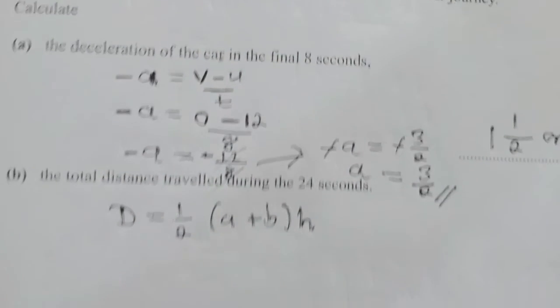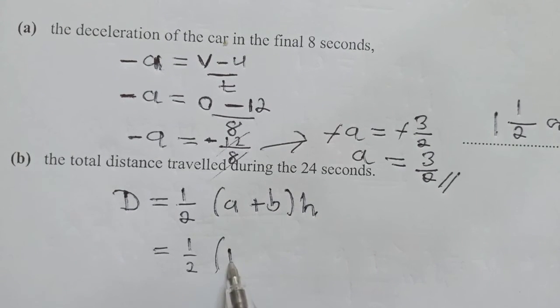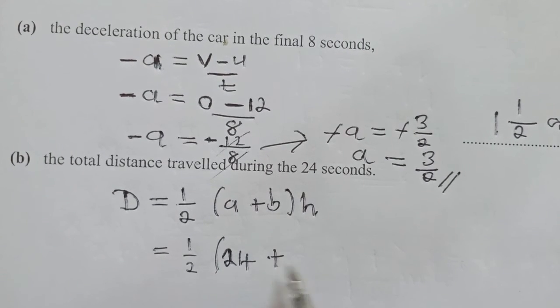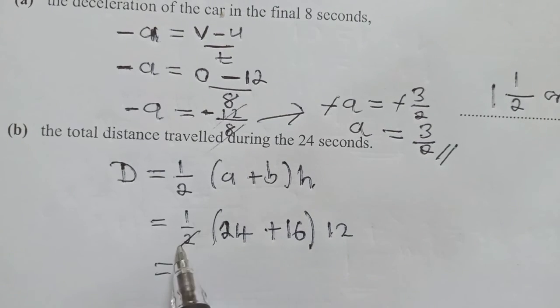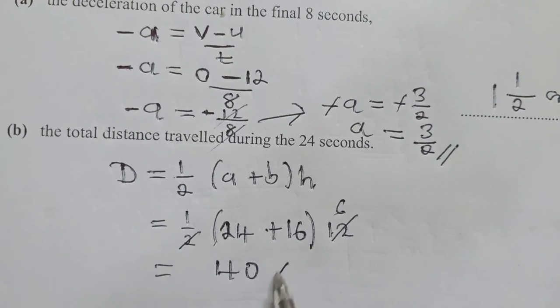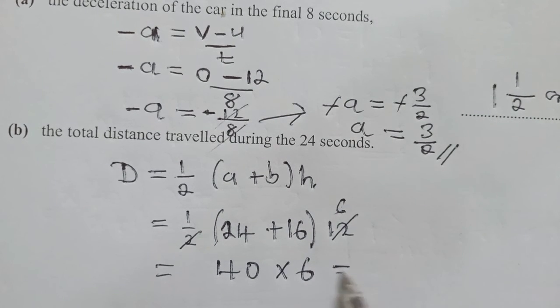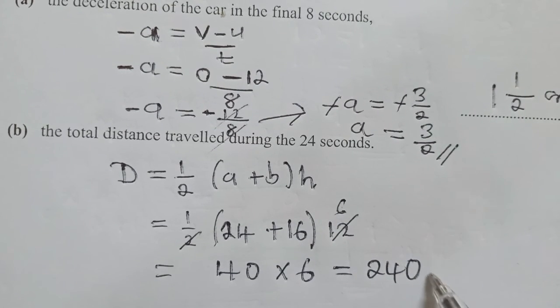So let me just plug in those values. I have 1 over 2, a, which we said is 24, plus our b, which is 16, times our h, which is 12, the height. Half of 12 is 6. And when we work out 24 plus 16, we get 40. So 40 times the 6, which is right here. When we multiply by 6, we get 240 meters.